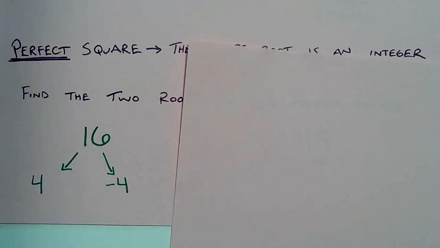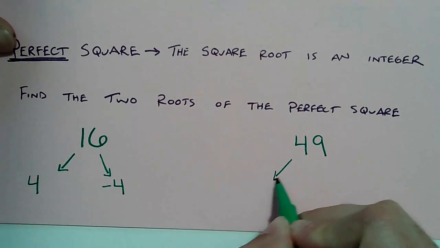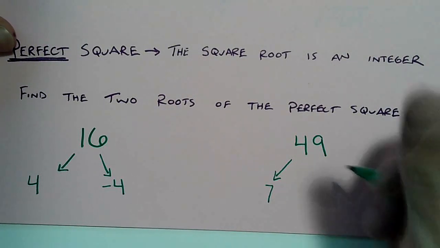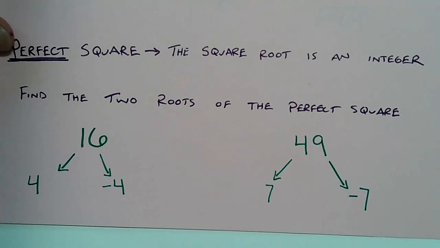Now, if you're thinking, well, how can it have a negative root? Well, negative 4 times negative 4 makes a positive 16. So negative 4 times negative 4, or negative 4 squared, equals 16. So we have a positive root as well as a negative root. If I look at 49, same idea. I have a positive root of 7. 7 times 7 makes 49. I also have a negative root of negative 7.